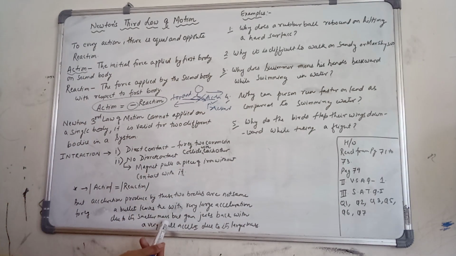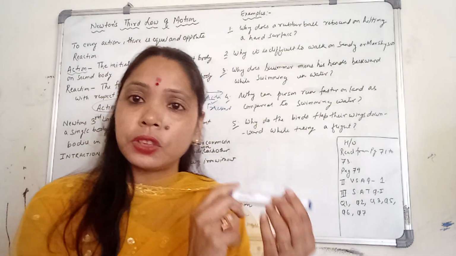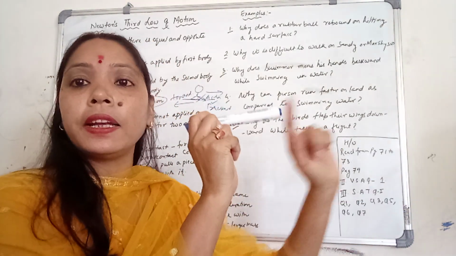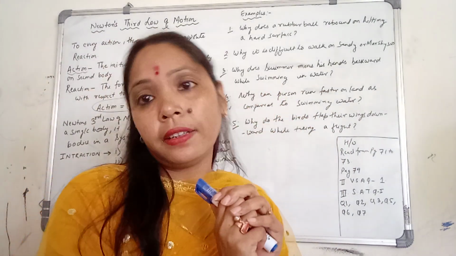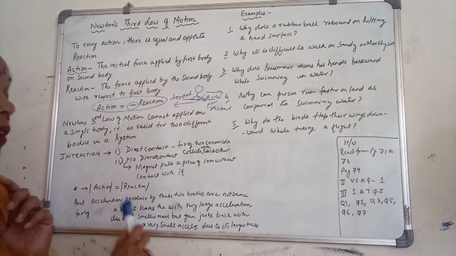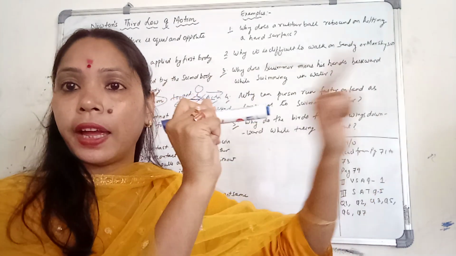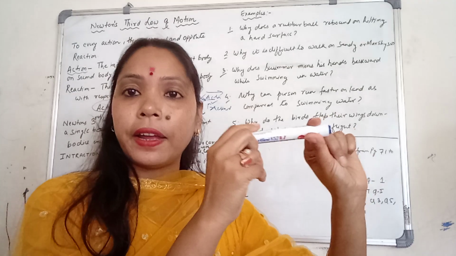And with respect to this, the gun jerks back with a small acceleration. So whenever the bullet leaves the gun, the gun is always jerked in the backward direction. Why in the backward direction? Because action is this one. Action goes and the reaction comes in the opposite direction.